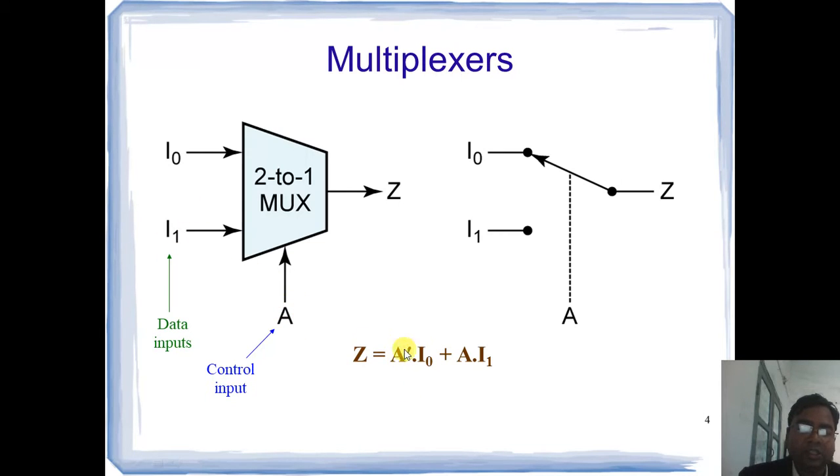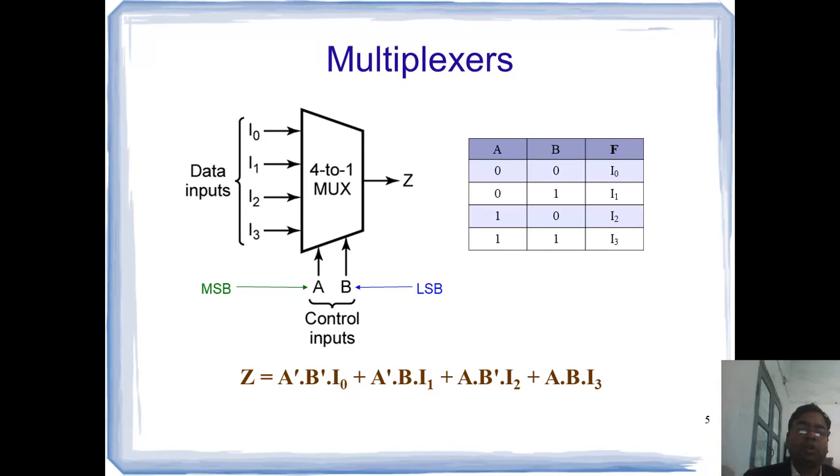If A is 0, that means A bar, then this line I0 will be selected. If A is 1, then this input I1 will be selected. So the output characteristic equation is Z equals A bar dot I0 plus A dot I1. This is the characteristic equation for the 2:1 multiplexer.